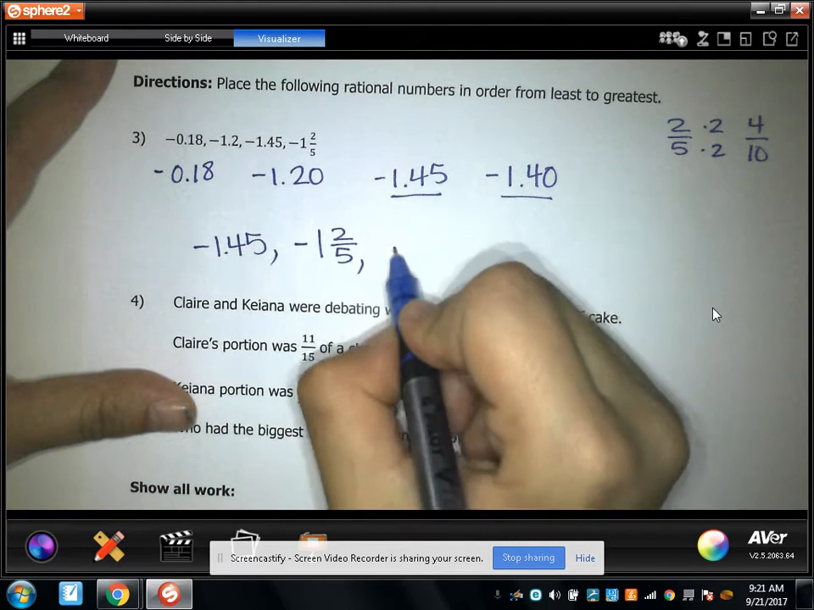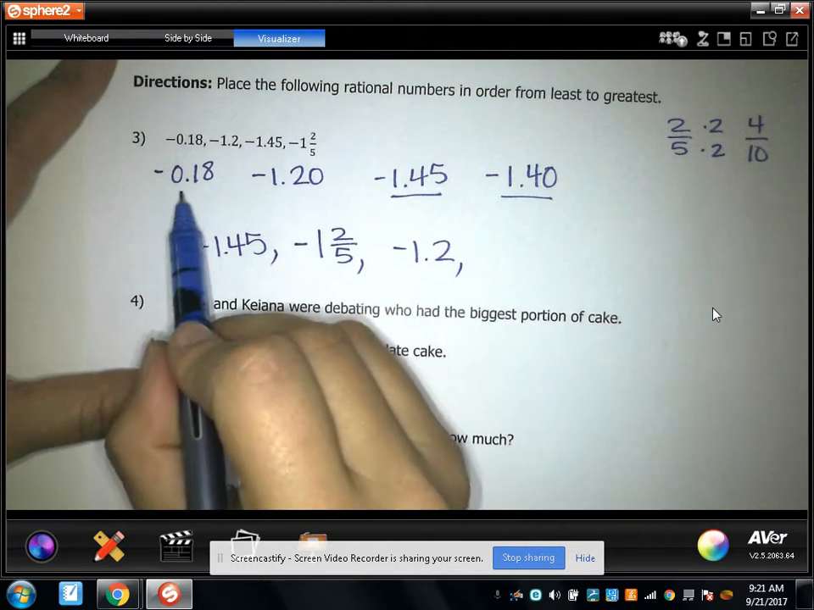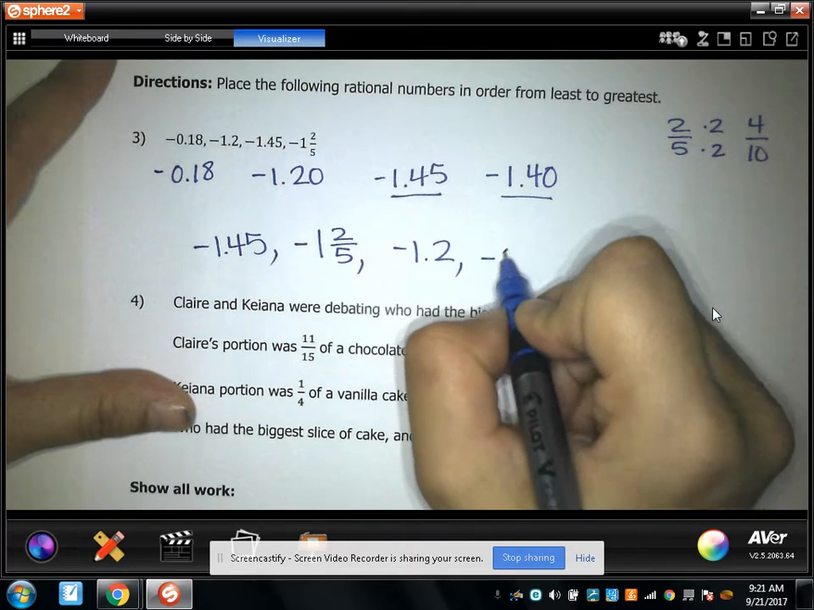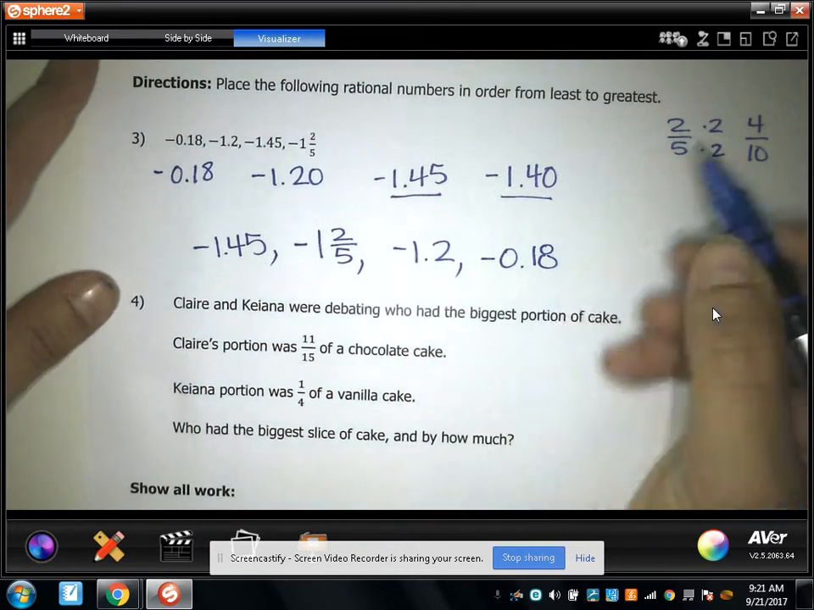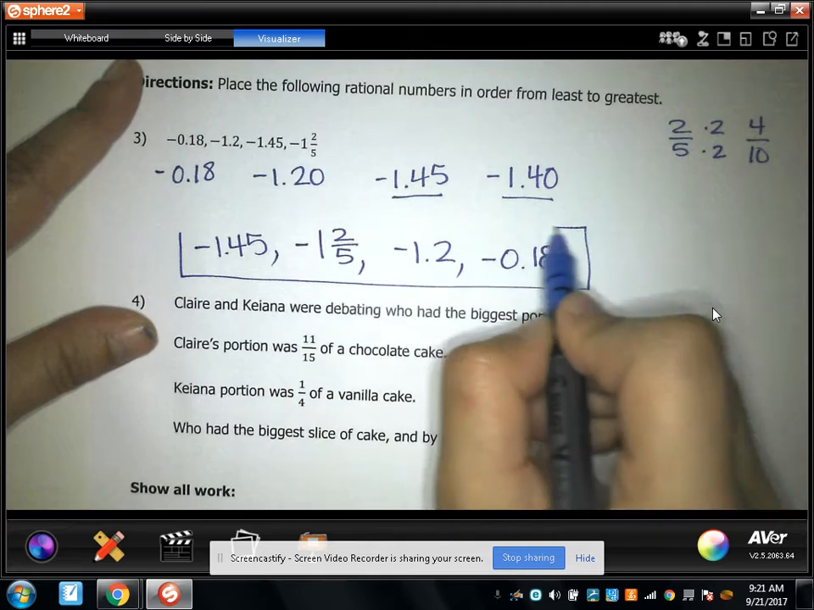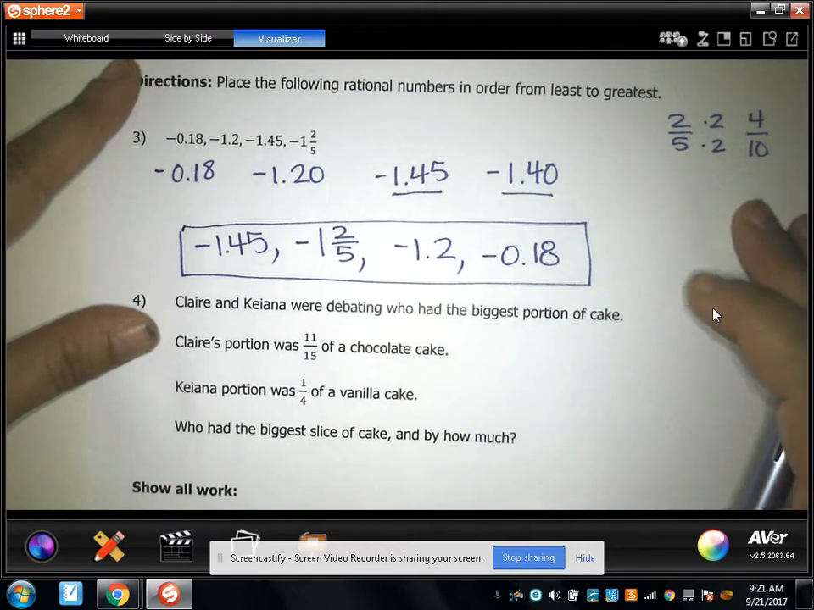Then negative 1.2. And finally, this would actually be the greatest number because you'd only owe 18 cents. And out of all these options, that's the best amount of money to owe. So that's the greatest number.